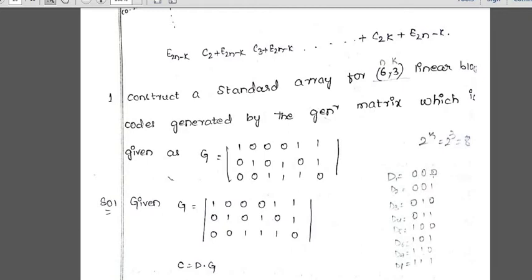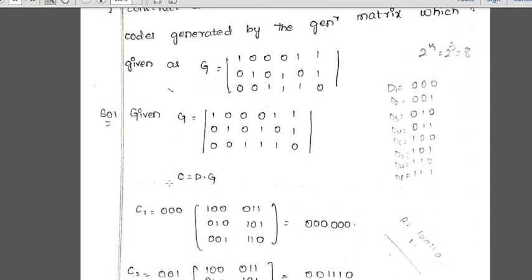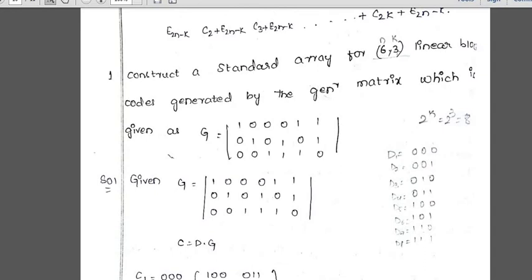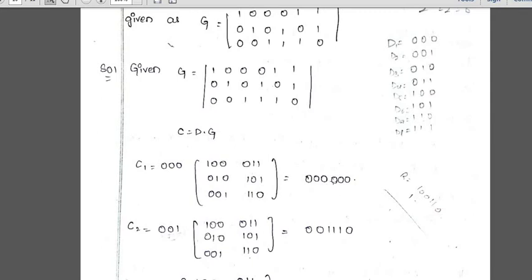D, 0 0 0, into G, which is the combination of your identity matrix as well as your parity matrix, which is already given in the question. Now you have to do the multiplication of your data stream along with your generator matrix. Now see here, the first code vector C1 is equal to 0 0 0 into this. So what will I be getting? All zeros, 6 bits of zeros. See here, (6,3). This gives you the length of your particular code. I have got 6 here: 1, 2, 3, 4, 5, 6. Correct. So the first code word is 0 0 0 0 0 0.